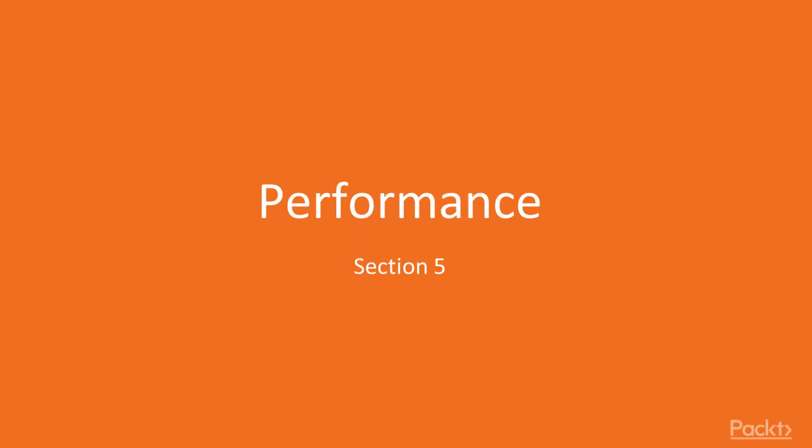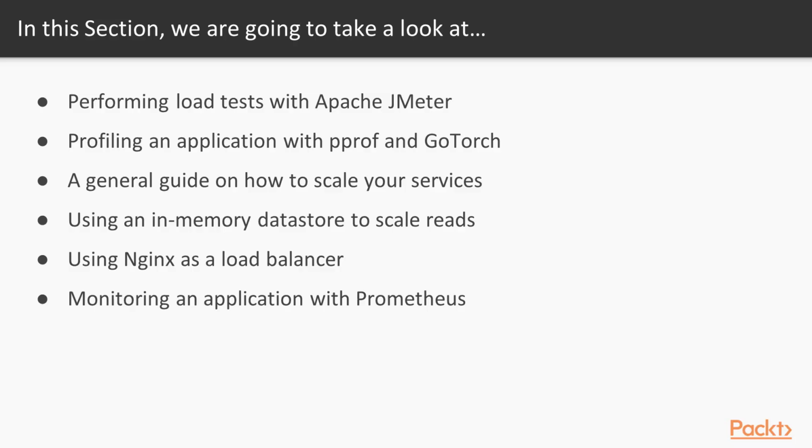This is section 5, performance. In this section, we're going to take a look at how to perform load tests with Apache JMeter, how to profile an application with pprof and GoTorch, a general guide on how to scale your services, using an in-memory data store to scale reads, and using Nginx as a load balancer, and finally, monitoring an application with Prometheus.